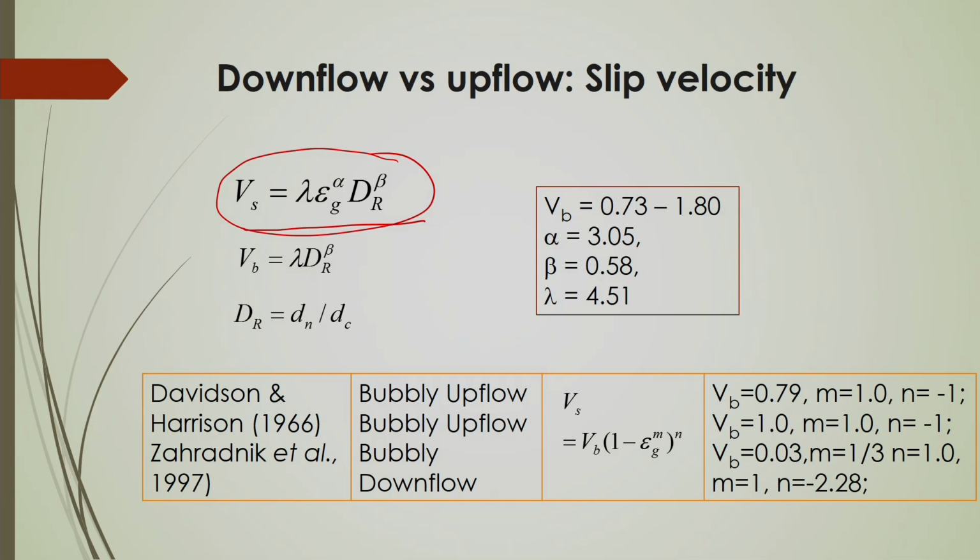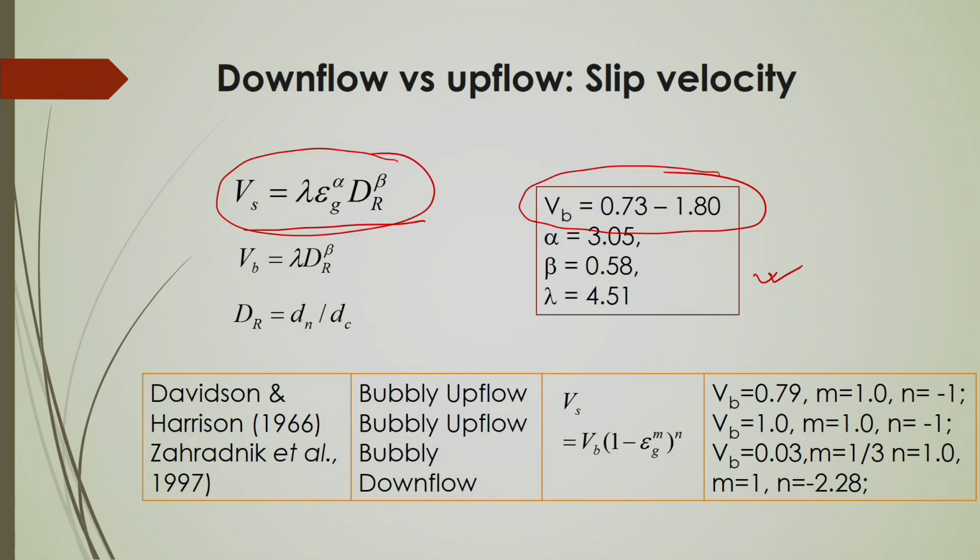So, in this downflow case, this Vb can be obtained within this range of velocity of 0.73 to 1.80 meter per second, where alpha is the coefficient that will be 3.05 and beta will be equal to 0.58, whereas lambda, that is the parameter, will be equal to 4.51. So, for this downflow system you can obtain this slip velocity based on this equation. Once you know this slip velocity, you can easily calculate the epsilon g.